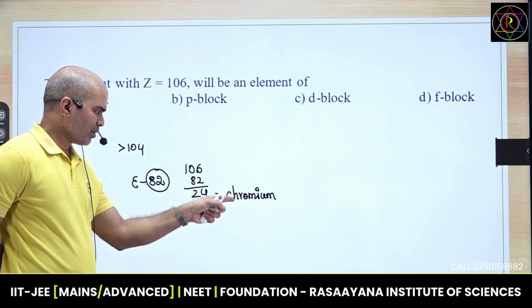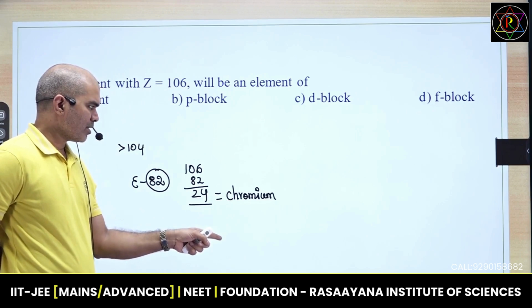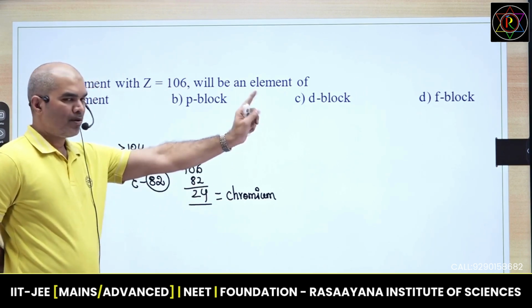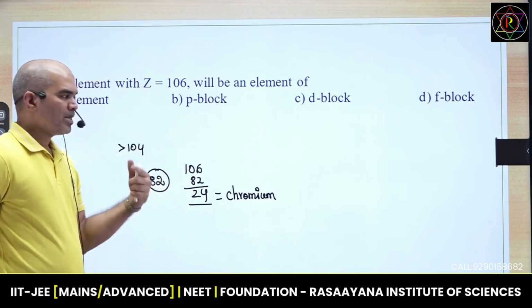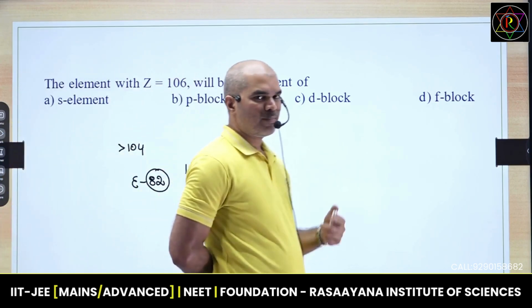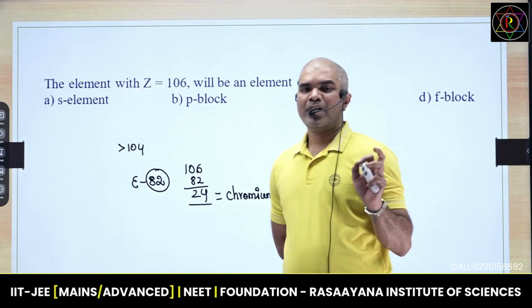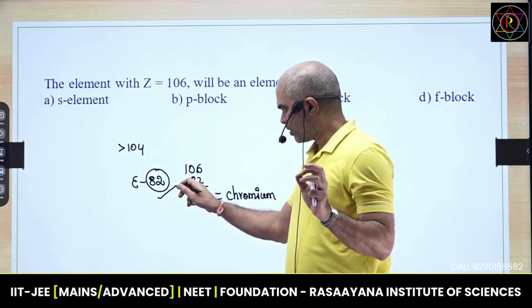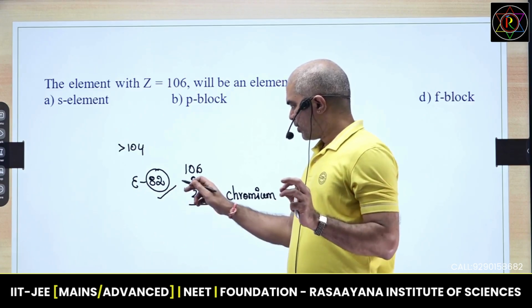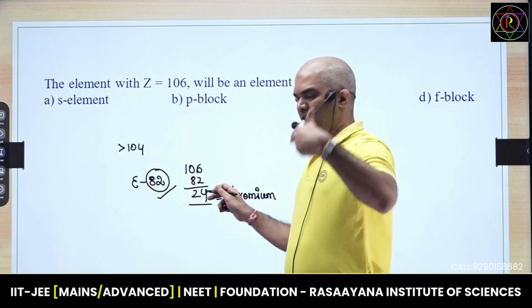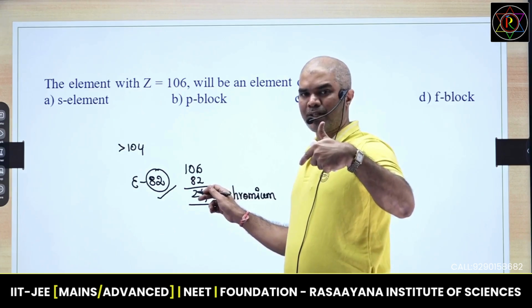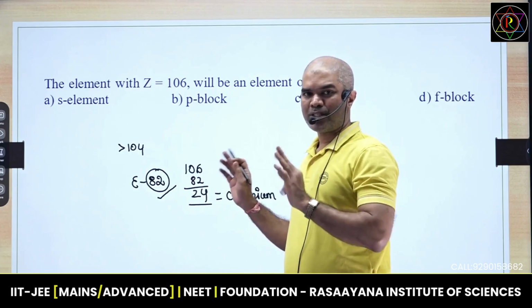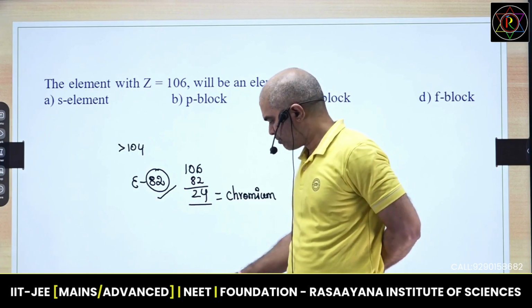You are getting 24. It means you are getting chromium, molybdenum, tungsten, seaborgium. It means that should belong to D block. So whatever elements are given beyond 104 up till 118, simply subtract them from 82. Okay, this is the logical number. When you subtract them from 82, you will get an element present in that particular block, and based on that you can say to which block it belongs. That is simple logic.